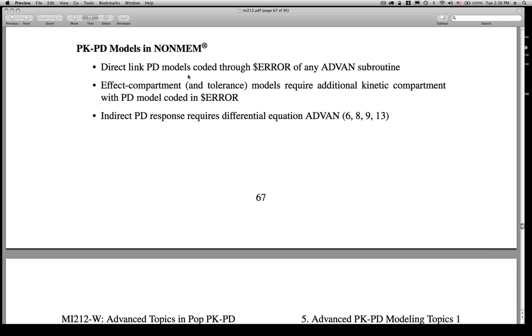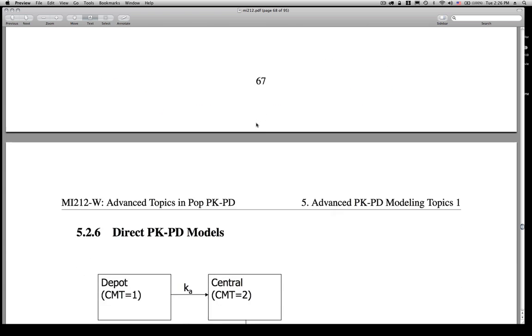Models that are not direct or have some sort of additional kinetic component to them can be modeled through the analytical advans or the general models as well, but we've got to accommodate an additional compartment for that. And of course, indirect pharmacodynamic response models require differential equations, and those are the advans 6, 8, 9, and 13, which we've used in this course in the past.